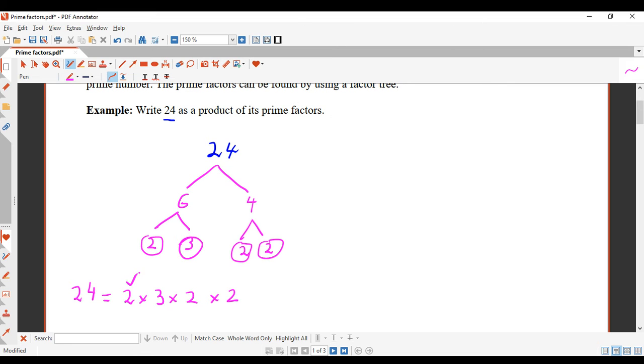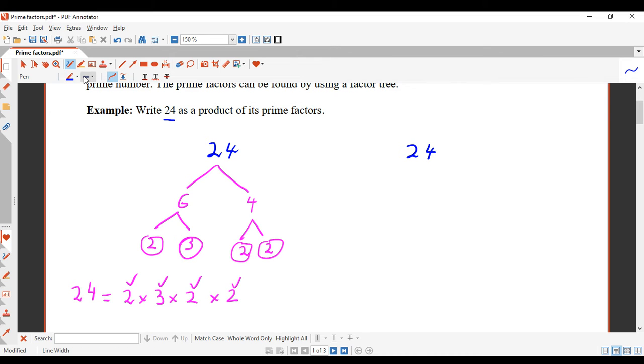Okay, so each one of these numbers here is a prime number, and each one of these numbers is also a factor of 24. So I've written 24 as a product of its prime factors. Now, you could have chosen different numbers to begin with, and you should still end up with the same answer.